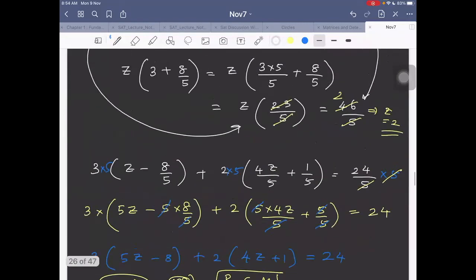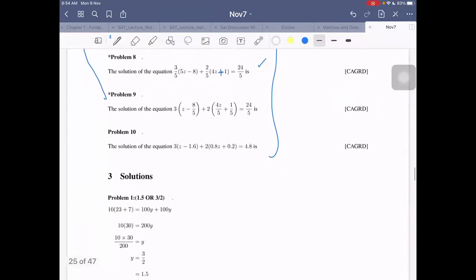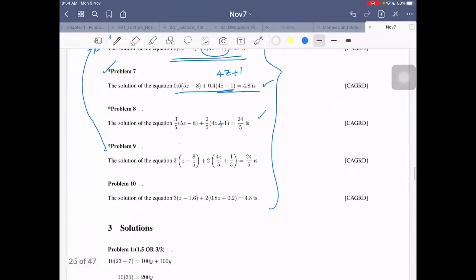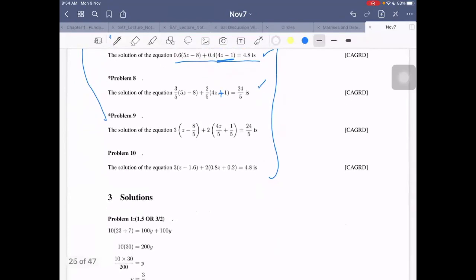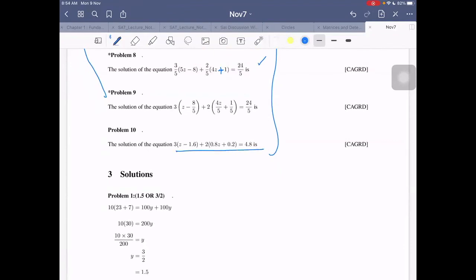Anyway, let's get back to this. So again, you're done with question number 9. Now you have question number 10. Again, there are decimal numbers appearing in the question. Let's see how to crack this. So you just expand the bracket here. We have 3z minus 3 into 1.6 plus 2 into 0.8z plus 2 into 0.2 is equal to 4.8.